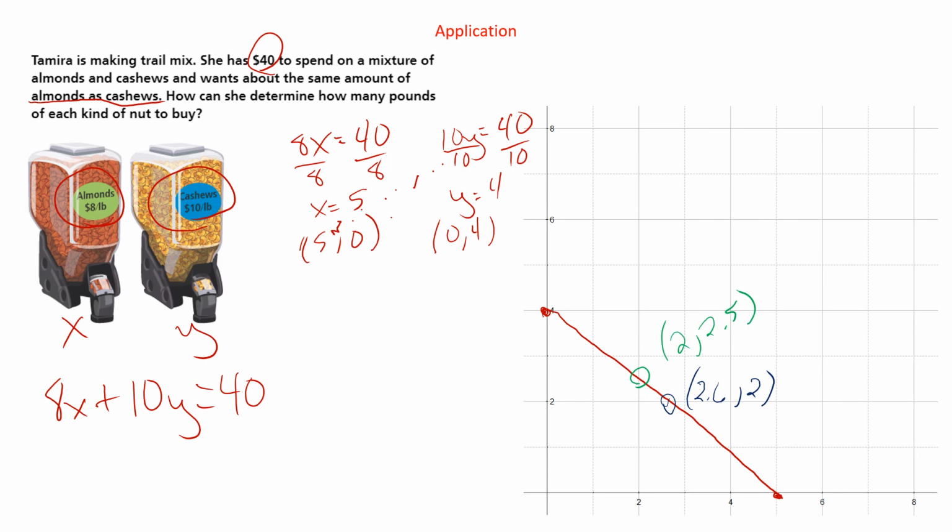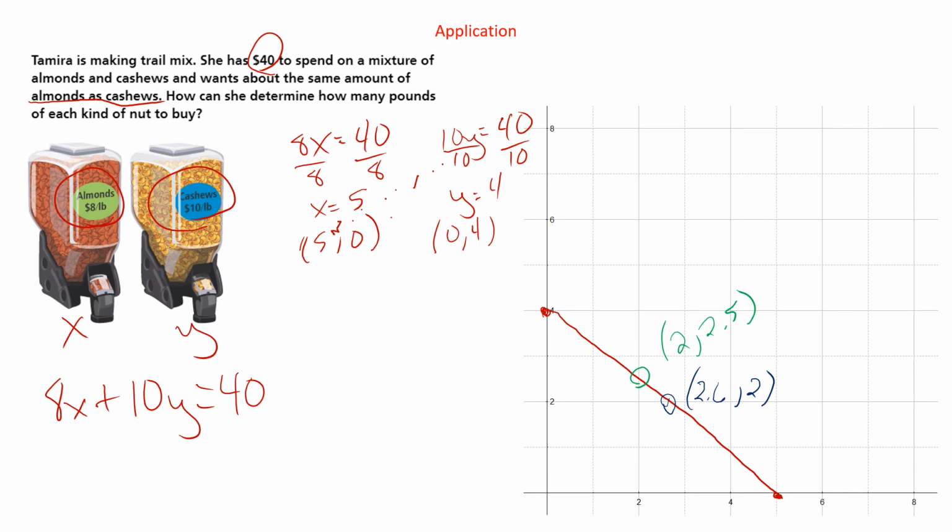And so we're just taking the points off. Like any point along this line will be an amount that she can buy. Now you don't have to buy full pound amounts, notice, like we have 2.6 and 2. And that is going to be an estimate, by the way. We can only tell so much from the graph. If we really want to find out, to check to see if that's an actual value, we would plug those two numbers into x and y and see if it actually does come out to 40 or not.